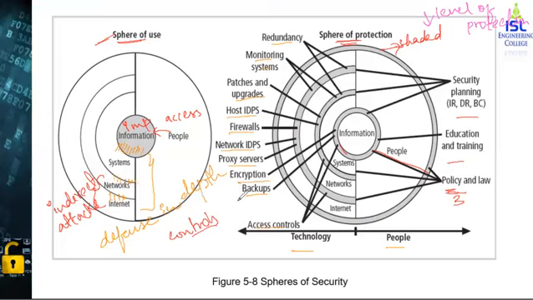Now, the members of the organization must have safeguards, and different people need to be effectively trained so that they can implement all these controls and these layers of protection. Or else these different people will also become a threat to this information. So this is your sphere of security. It involves two spheres: spheres of use and spheres of protection.